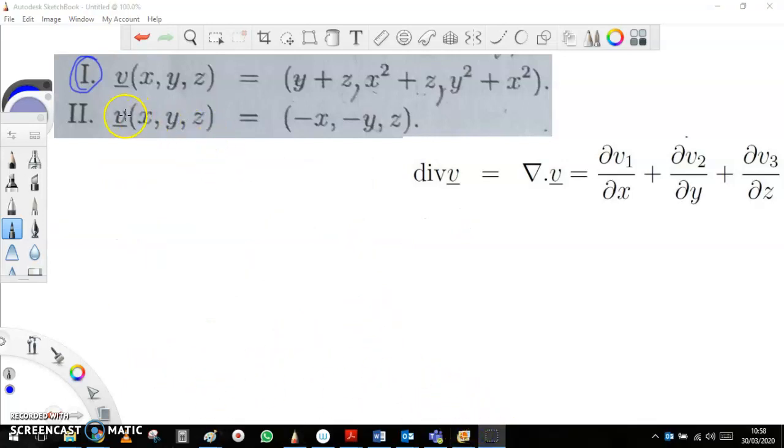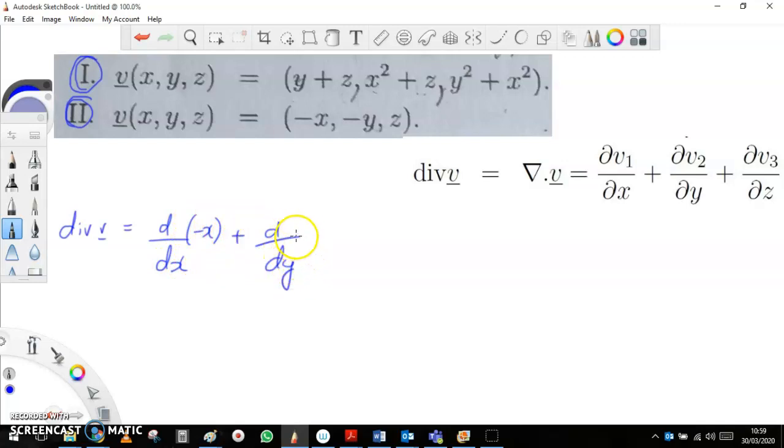Now we're going to get the div of part 2 here. In this case, v1 is minus x, v sub 2 is minus y, and v sub 3 is going to be z. So the div comes to the derivative with respect to x of minus x, plus d dy of v2, which is minus y, plus d dz of v sub 3, which is z in this case. There, it came from here, right?